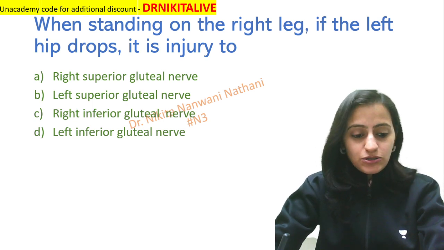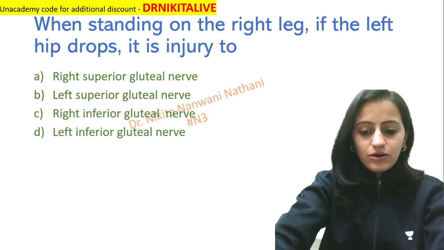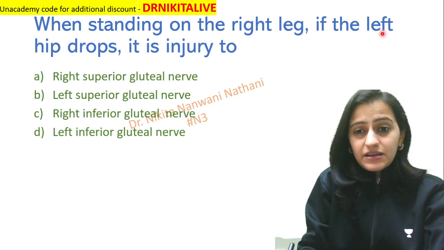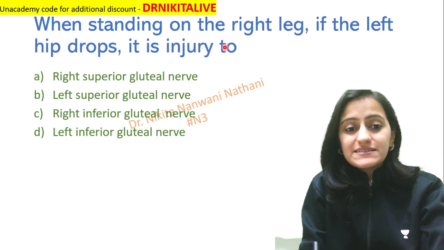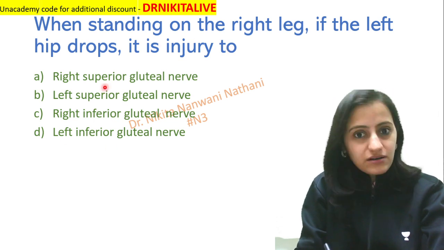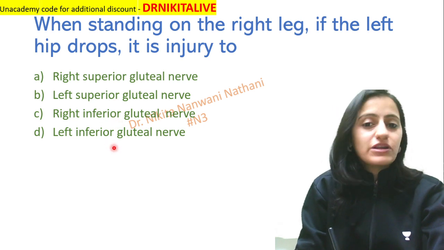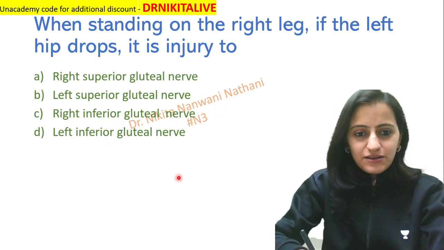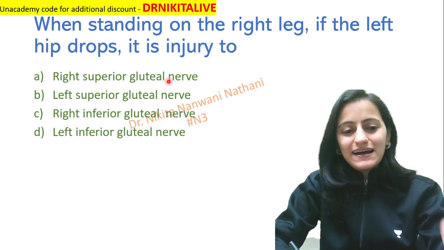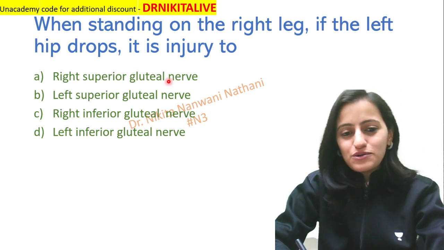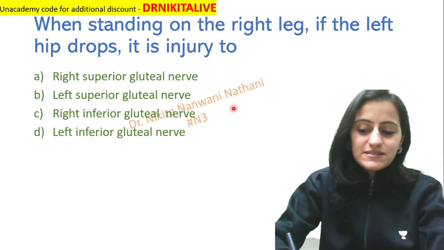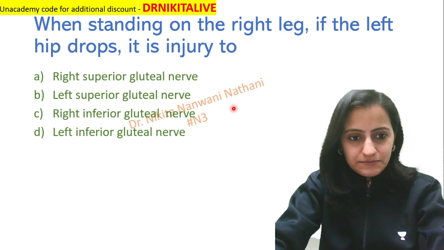Right. So the question here is, when standing on the right leg, if the left hip drops, injury to which of the following nerves could be possible? Right superior gluteal, left superior, right inferior or left inferior? So just think of your answer in the mind and see at the end of the video whether you've got the answer right. I'll be discussing the concept and the mnemonic here.